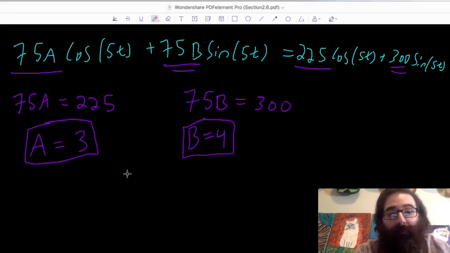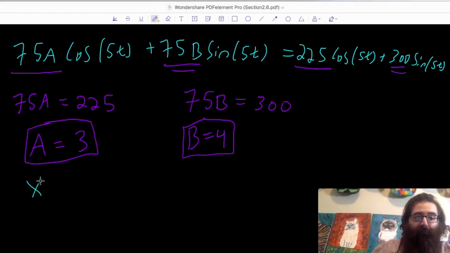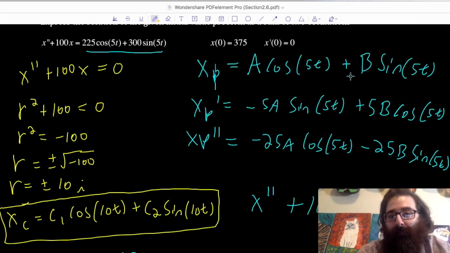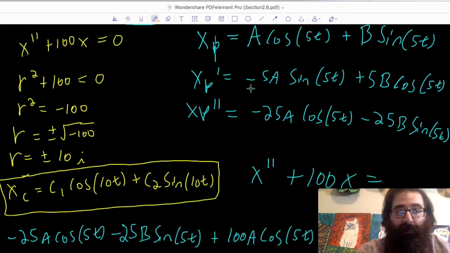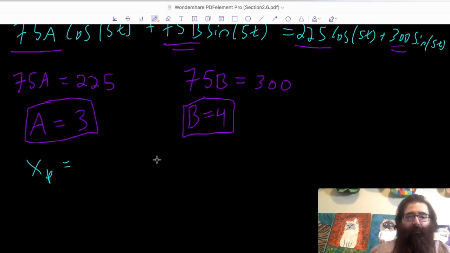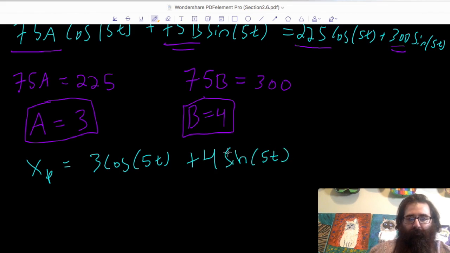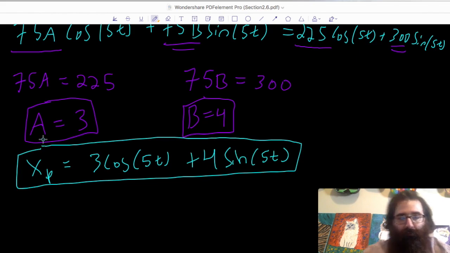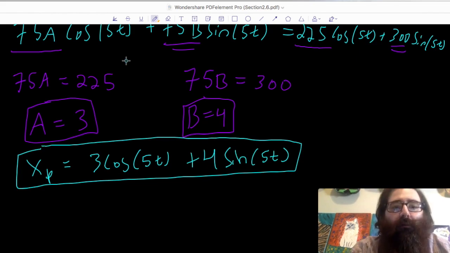So now I know what A and B are, so I can go back to my particular solution, which we said was A cosine 5t plus B sine 5t. I can pop those values in now. Method of undetermined coefficients was successful. Now I see it all, right? A cosine 5t is 3 cosine 5t. B sine of 5t is going to be 4 sine of 5t.